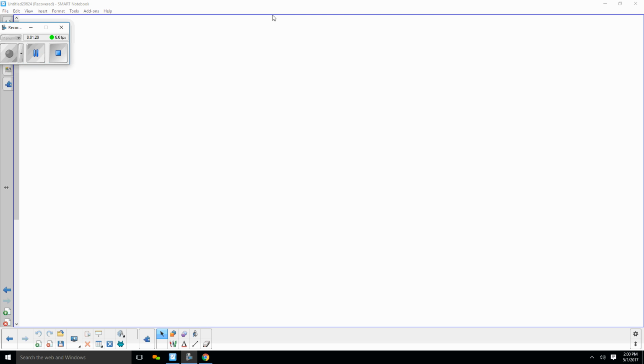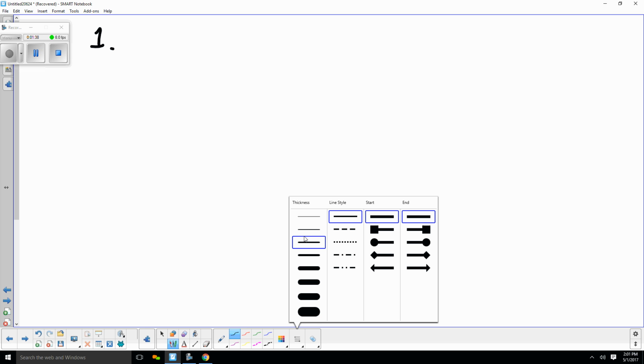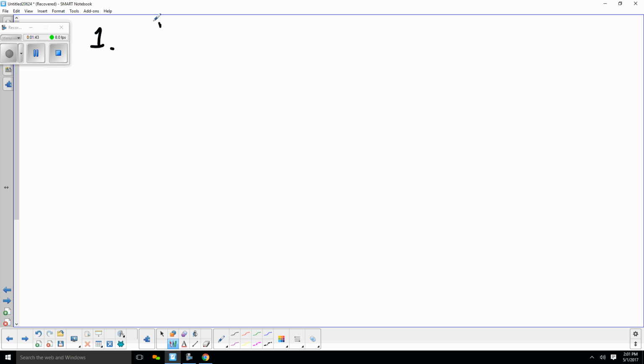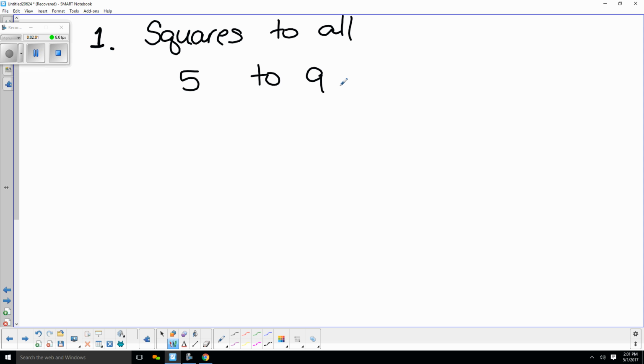All right, so now on number 1, on your SOL, it says, what is the ratio of squares to all shapes? Well, I'm going to compare squares to all. So I would probably write that down. Now, how many squares are on there? 5. How many total shapes do you have on there? Okay, so there's my ratio.